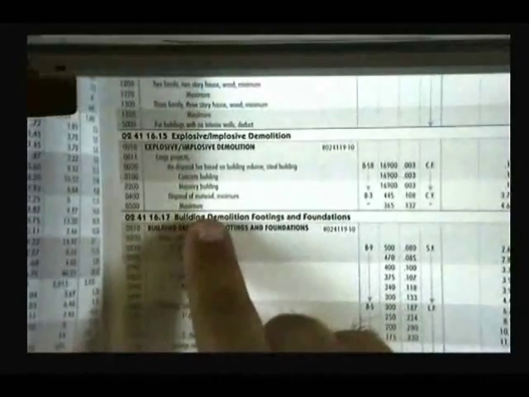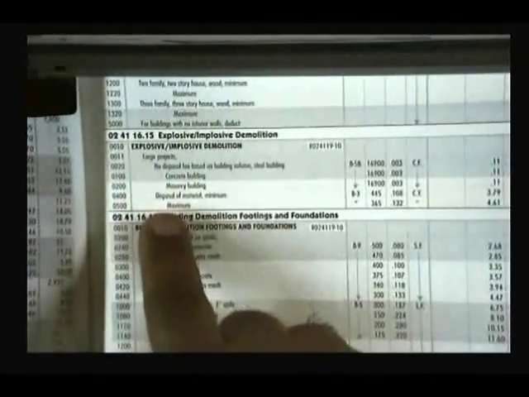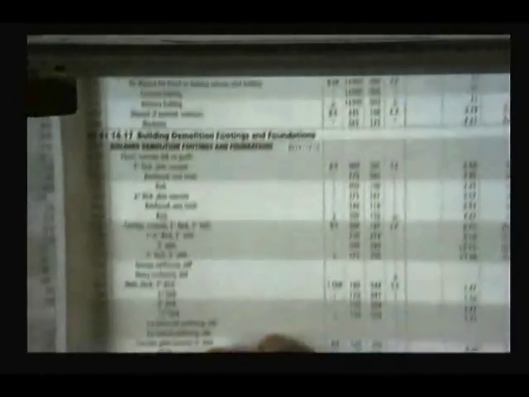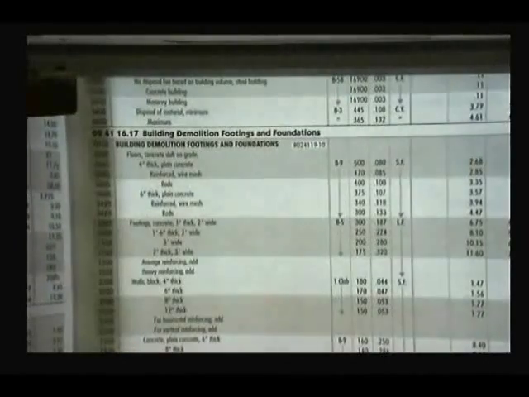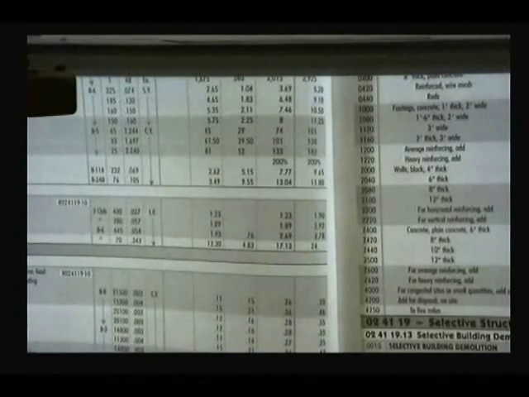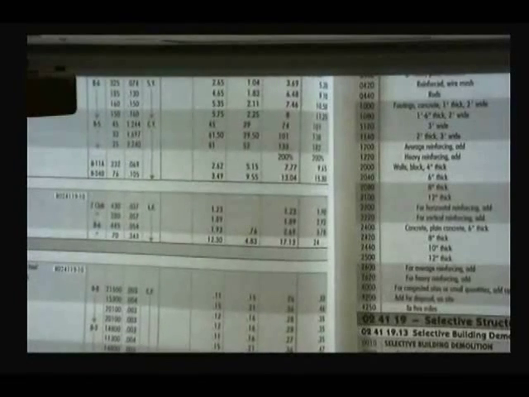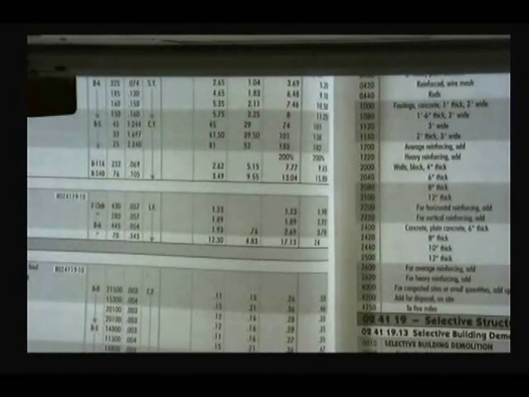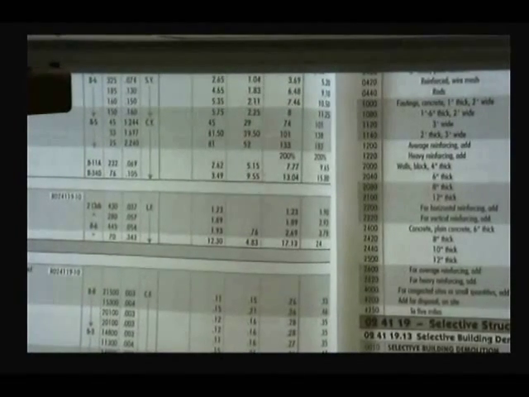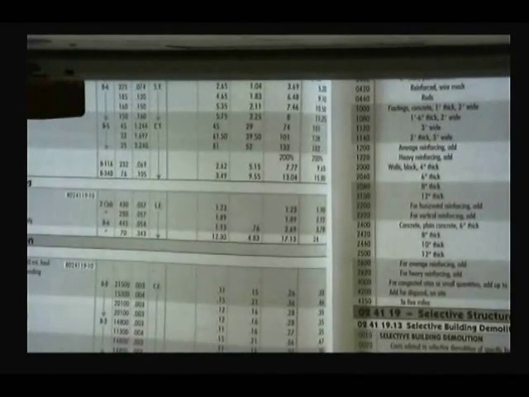Explosive. We don't need to blow the building, or do we? That would be fun, but that's for large projects. And then this is footing and foundations. So I guess they are considering this a very light business, but still, $2,000 for that, I don't think that's correct. I wouldn't do it for $2,000.